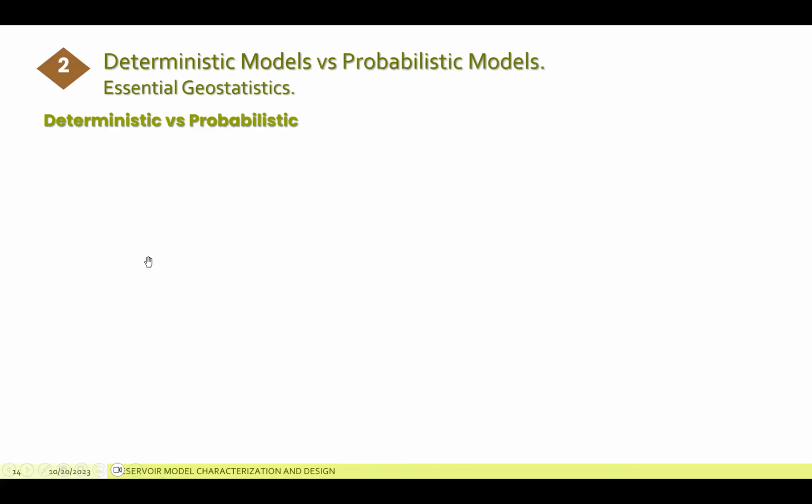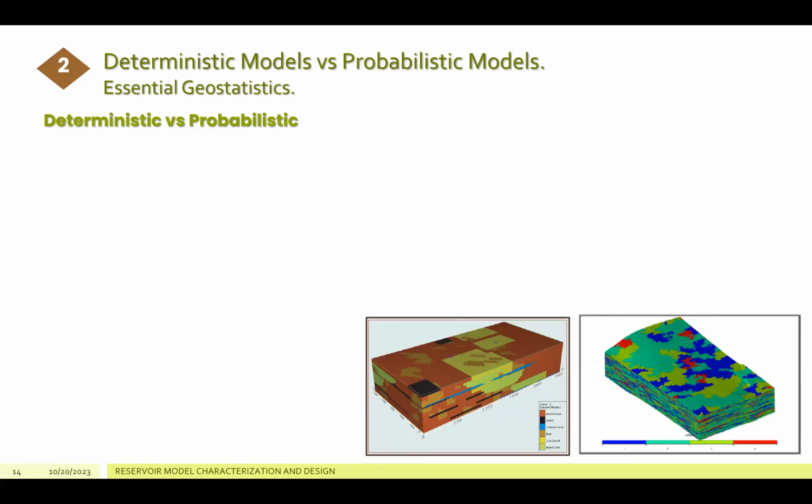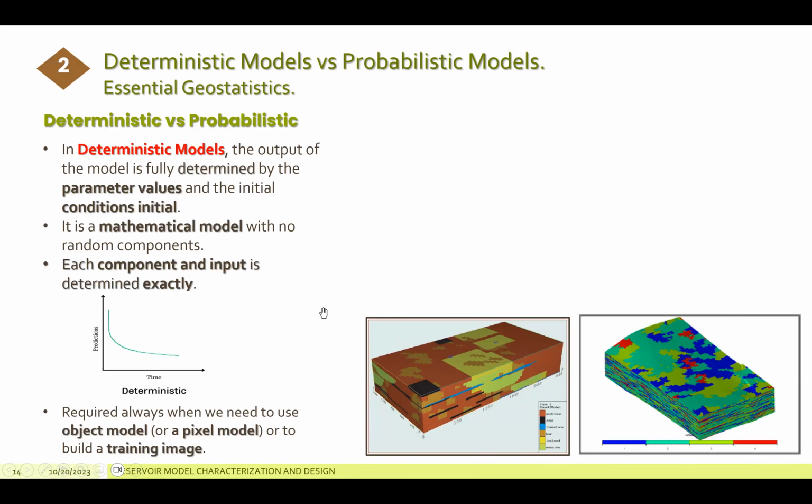Let's now compare deterministic and probabilistic models. Here are two pictures, one corresponding to the deterministic and the other to the probabilistic model. They don't look similar, the colors are different, and they have different methods of working. In the deterministic models, the parameter values and the initial conditions must be determined.